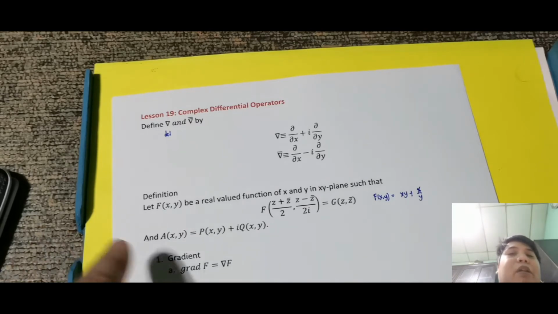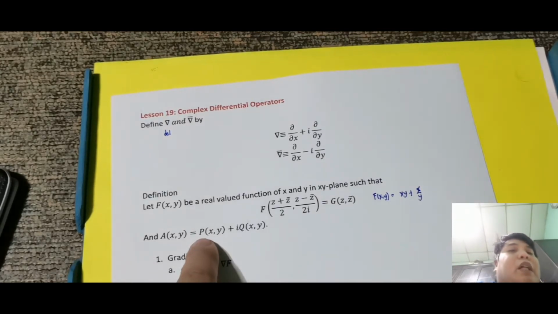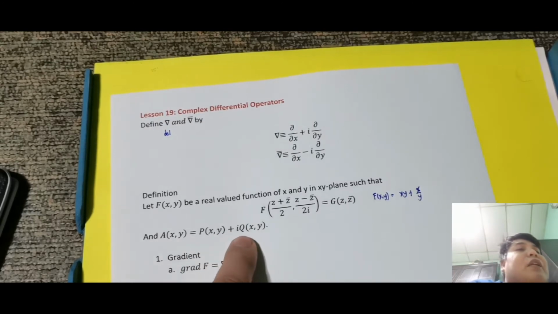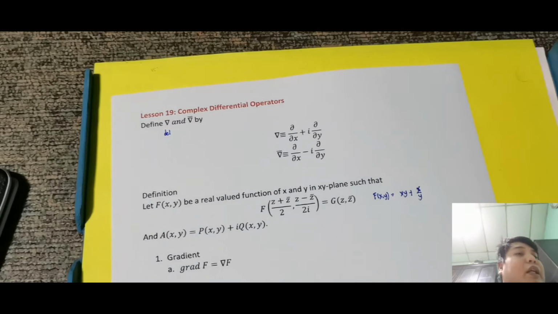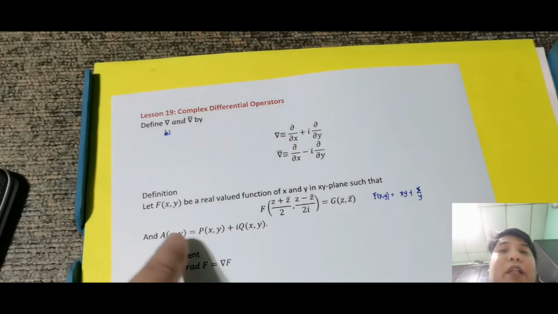Ngayon, pangalawa naman is yung A of x, y. Ano naman si A of x, y? Si A of x, y, siya ay complex valued function. Ano naman yung complex valued function? Meaning, may real valued function na p of x, y plus i times real valued na q of x, y. So, parang siya yung u plus iv kung naaalala mo. So, iba lang yung form niya. Para lang siya kung naaalala mo, si f of z is equal to u of x, y plus iv of x, y. Parang ayun lang din siya. Okay, ito ay complex valued function.